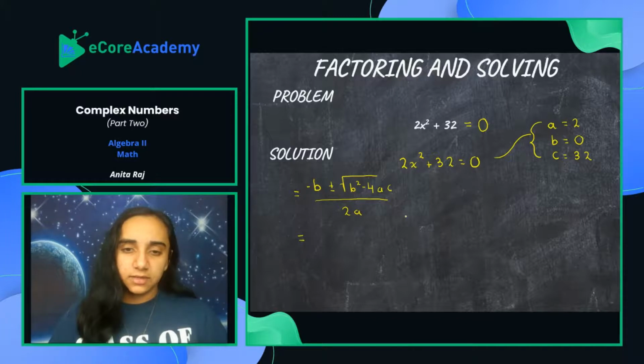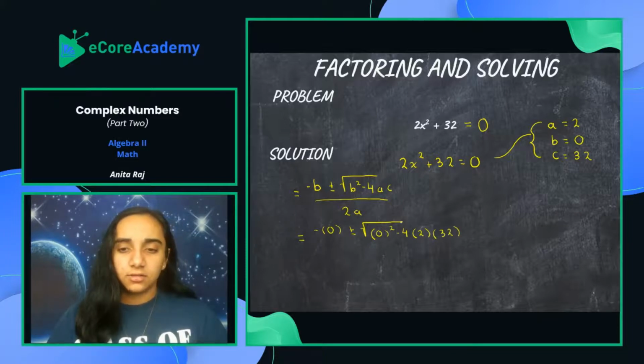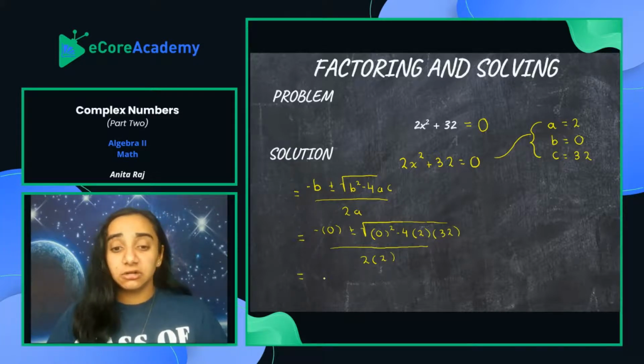Next, we are going to plug them in. So negative b, which is technically just negative 0, if you want to put it that way, plus or minus the square root of b squared, which is just 0 squared, minus 4 times a, which is 2, times c, which is 32. And I should probably extend that. Okay, yeah, over 2a, so 2 times 2, because a is 2. And then we just want to work on simplifying this. So negative 0 is just 0. So 0 plus or minus the square root.